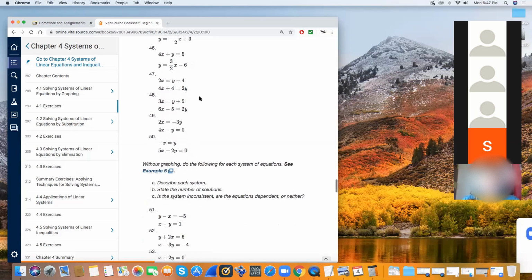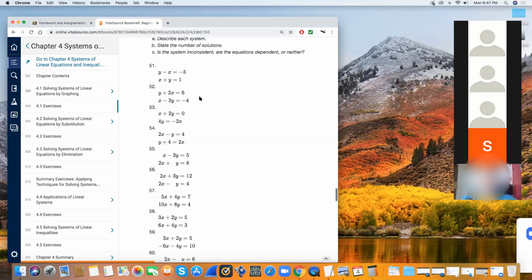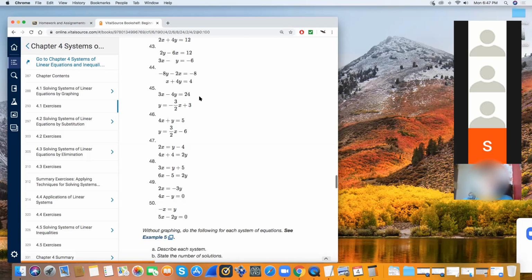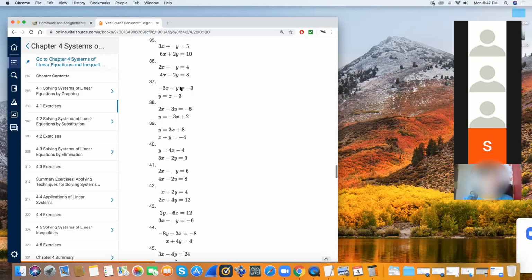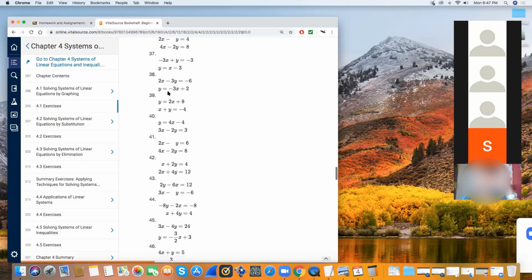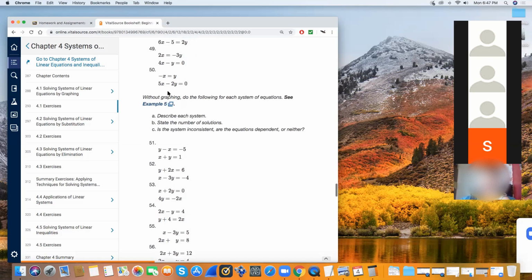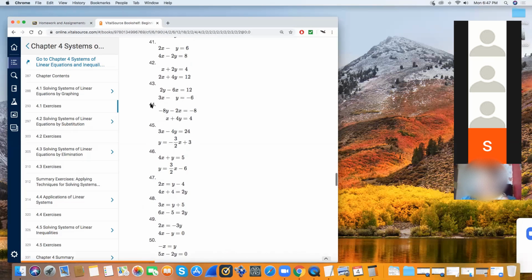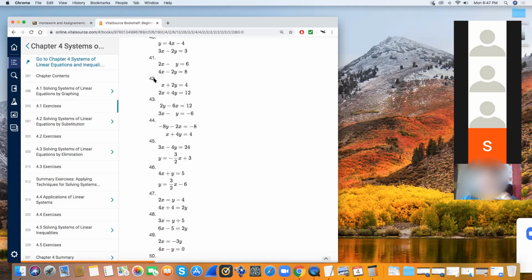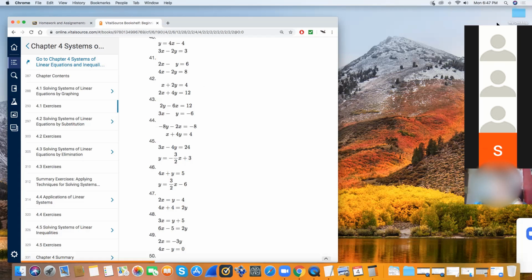So let's scroll down. Marie is asking about question number 37. 37 is this one. It's a system of two equations. You're going to solve it by graphing. Actually, it's 43, not 37. 43, okay, yes. This one. Okay, 43. Let's do 42. The closest one is this one. So 42. Okay, let me open the whiteboard.